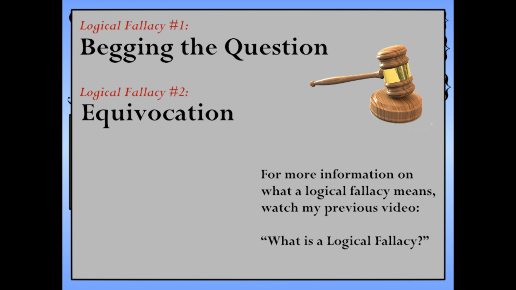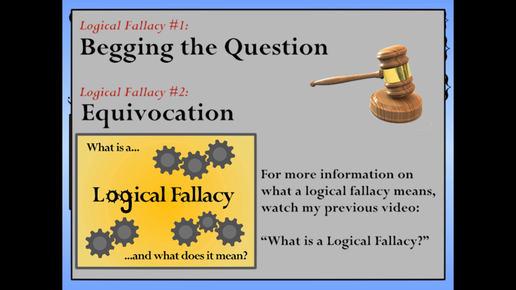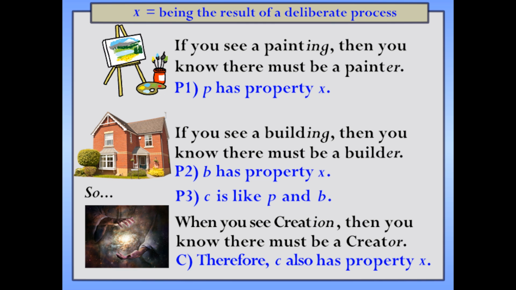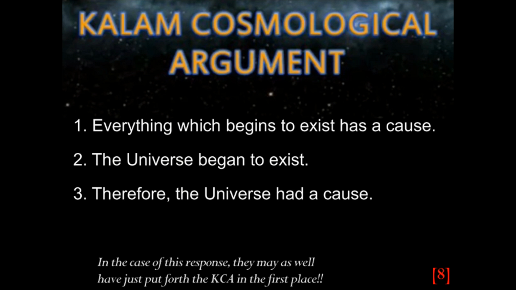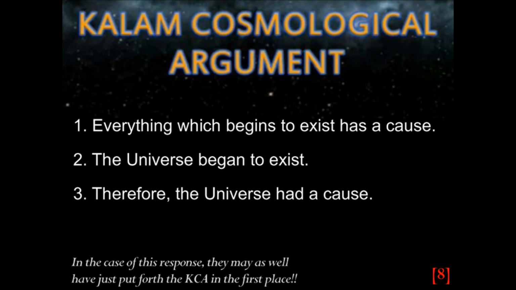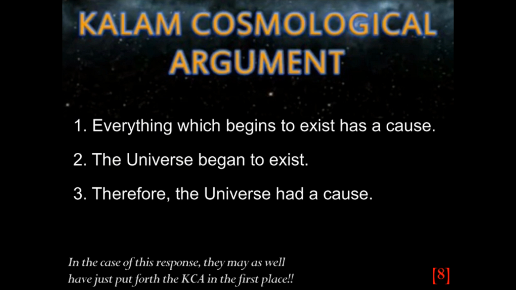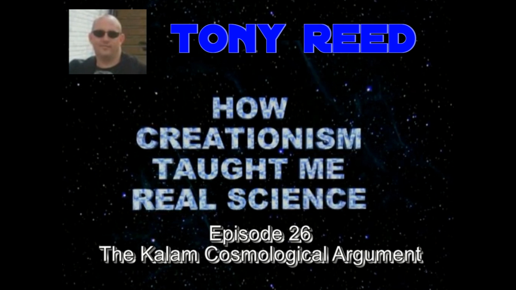If you haven't already, please take a look at my previous video, What is a Logical Fallacy?, to ensure it's clear what it means when an argument commits a logical fallacy. Now, the most common response I've received in response to the rebuttal of this argument is that something cannot come from nothing, or that something cannot create itself. And this strongly resembles the basis of the Kalam cosmological argument, so I suggest searching YouTube for some rebuttals to this argument. The YouTuber Tony Reed has a video series, How Creationism Taught Me Real Science, in which he has a video that addresses the Kalam cosmological argument and touches upon the points I just mentioned.